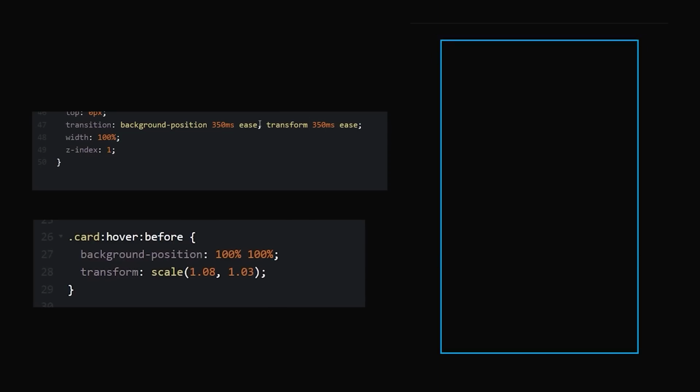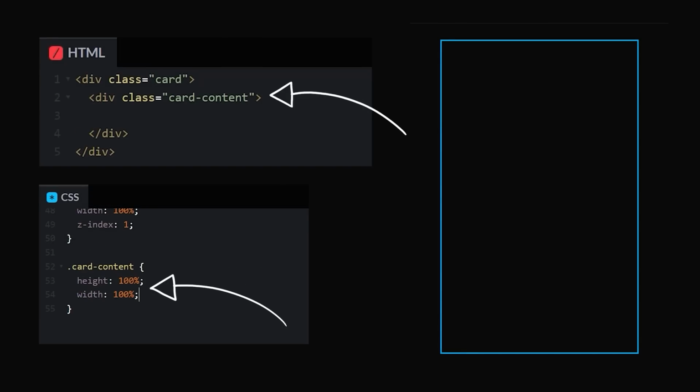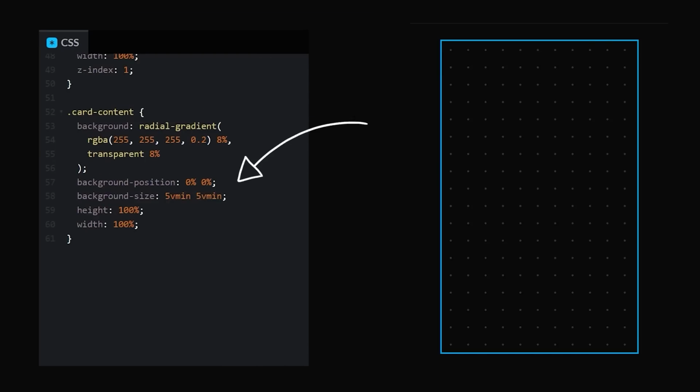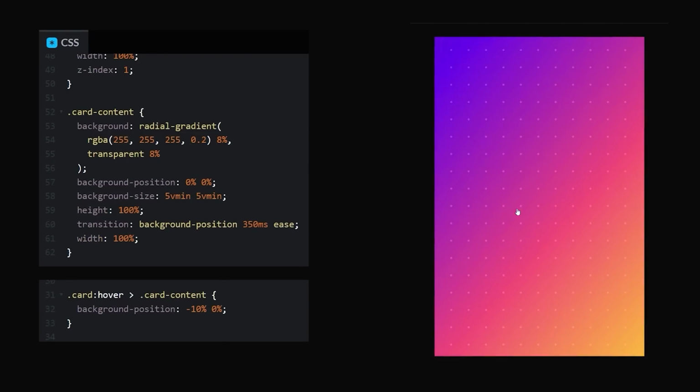With that out of the way, we can move on to the card's content. Let's add another div and set its size equal to that of the card. Using a radial gradient background in conjunction with the background position and size properties, we can easily decorate our card with a dotted grid. By setting a transition time on the background position property and shifting it to the left on hover, we get a sweet background effect for very little effort at all.